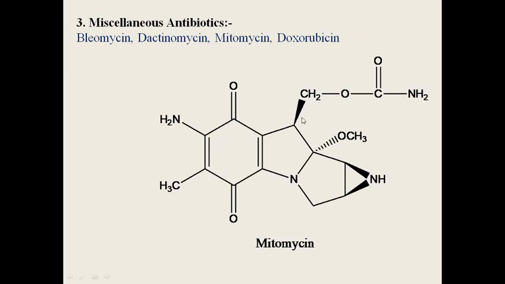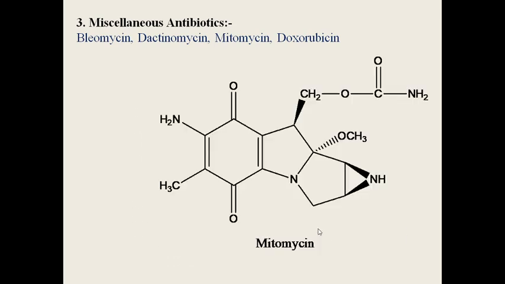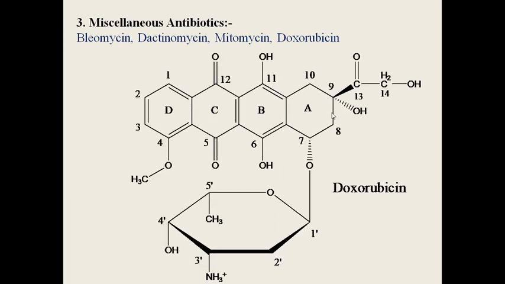And here you can see it is a tetrahydropyrrole, and it is fused with another tetrahydropyrrole. And here it is an aziridine ring, and here it is a methoxy group, and here it is a carbamate group. And another structure, here it is of doxorubicin.